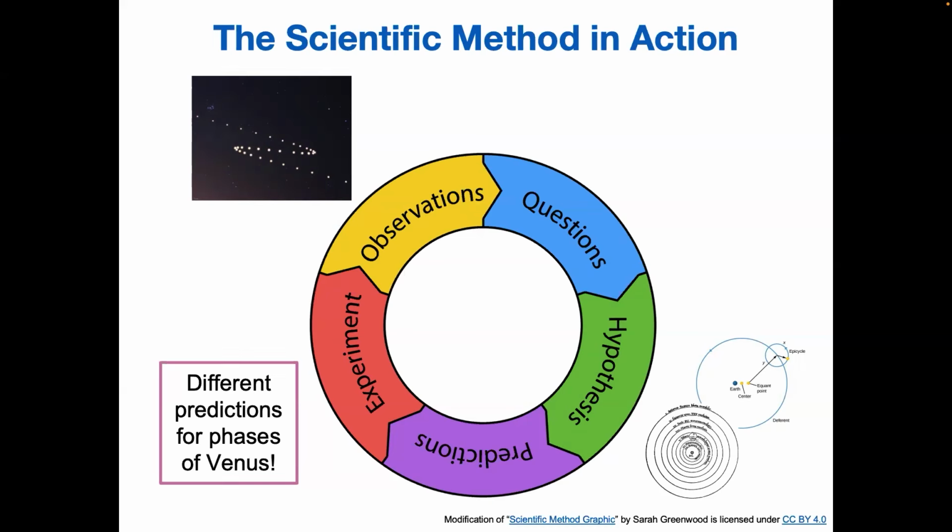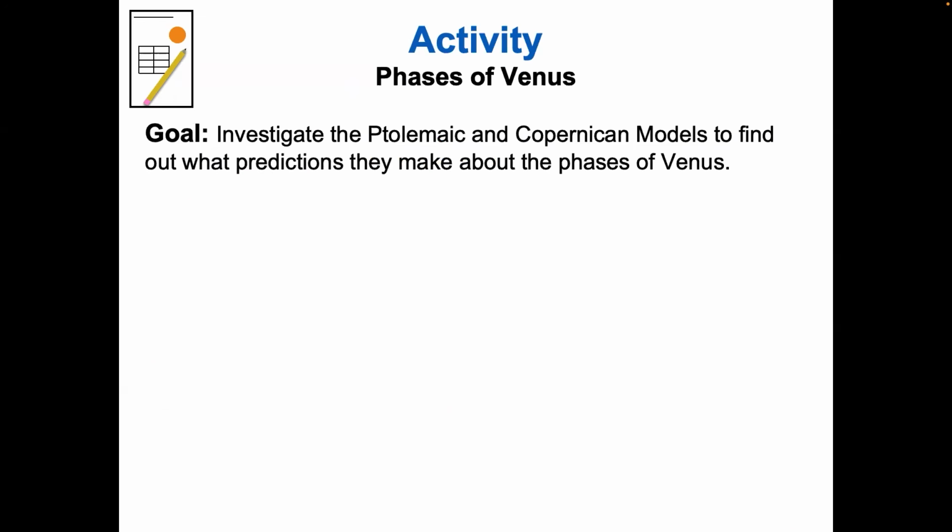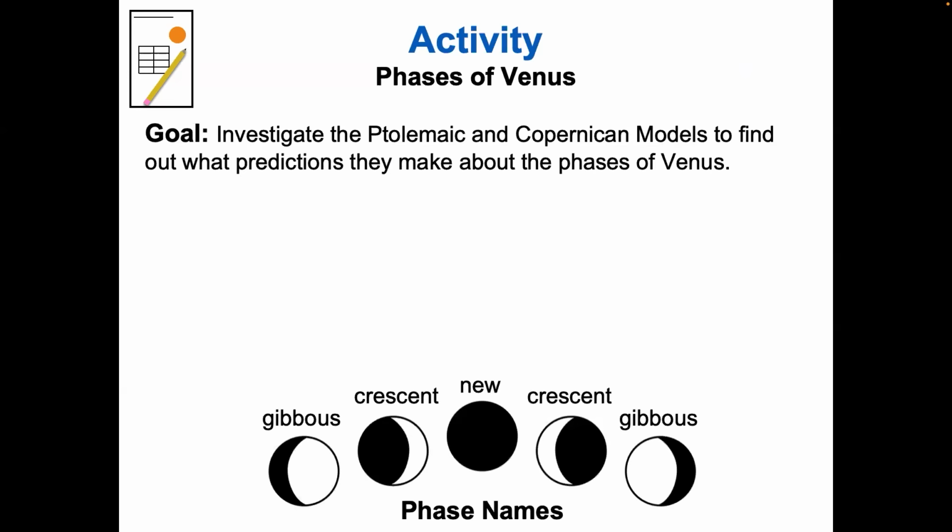And then it would be really cool if we could do an experiment that tells us which one of these models is correct. And the way we are going to do that is by looking at phases of the planet Venus. So the goal here is to investigate both of these models to find out what predictions they make about those phases of Venus.